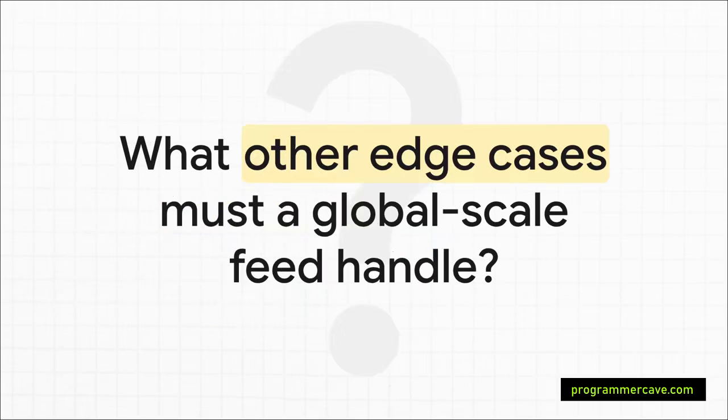So we've designed a really solid system that can handle your average user and global superstars. But honestly, the rabbit hole goes way deeper. What about injecting a viral post into millions of feeds? Or how do you handle users in different time zones or on different continents to keep latency low for everyone? Those are the next layers of this really fascinating design challenge.